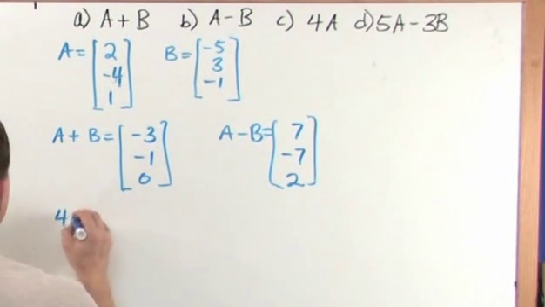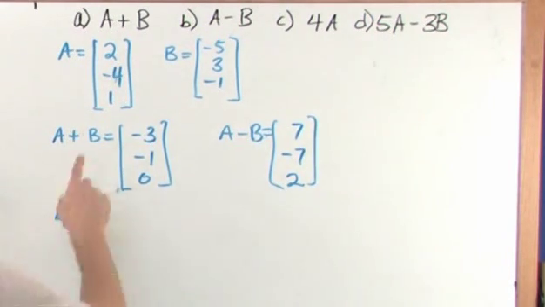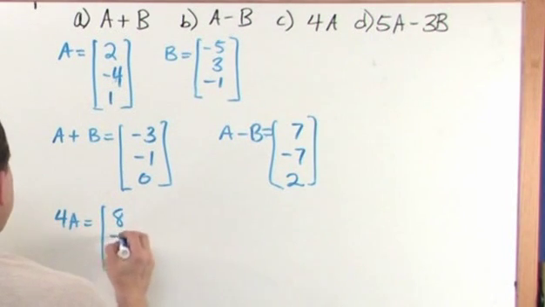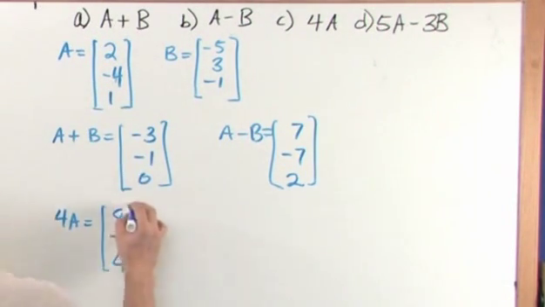If you want to multiply 4 times A, you just take every element and multiply by the scalar, just like we were doing before. You just multiply by 4. So 2 times 4 gives you 8. Negative 4 times 4 gives you negative 16. 1 times 4 gives you 4. So that is the answer, 4 times the matrix A: 8, negative 16, and 4.